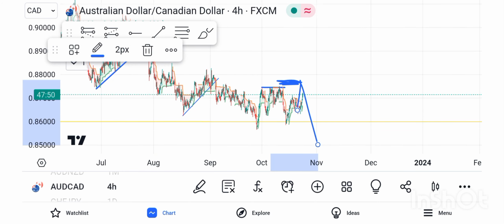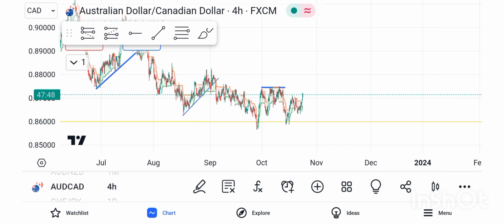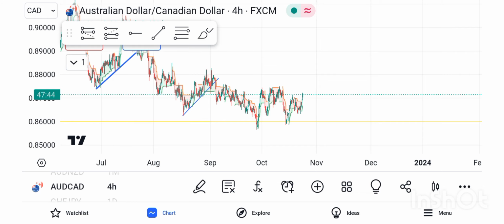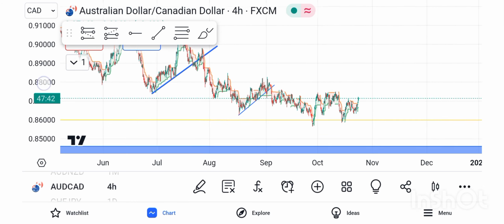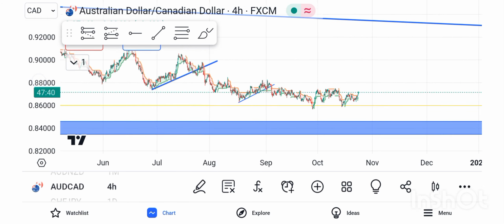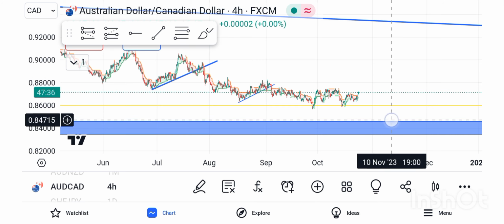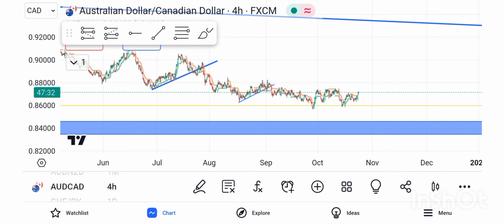Okay, so it's already a very long video. Whoa, that's our take on Audcad. Overall we're looking at a bearish move to the next support area, 0.8469. That's our take on AUD.